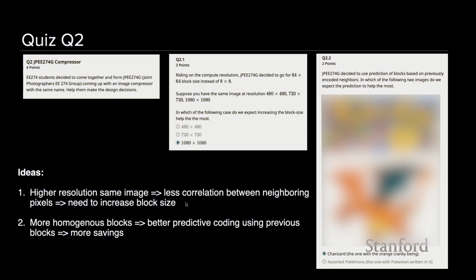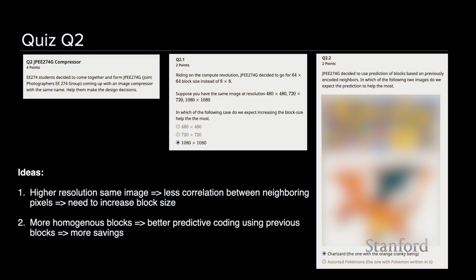And the main intuition there is that when you have the same image and you are representing it in much higher resolution, that means you have more pixels representing the same information, and hence there is lesser correlation between neighboring pixels, right? And so when you expand the block size, you will be able to capture more correlation between pixels within a block. And that's how DCT works, and it really helps you. And so the answer for the first one is that you'll expect to see more benefits for the image which has higher resolution as you increase the block size.